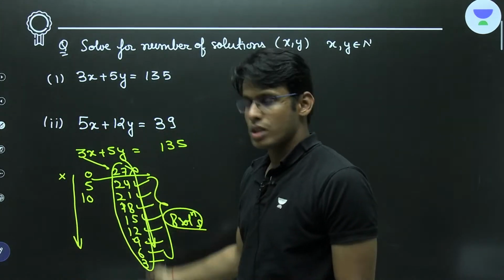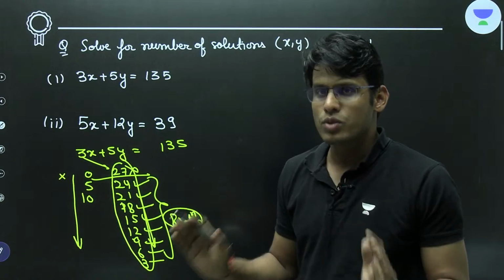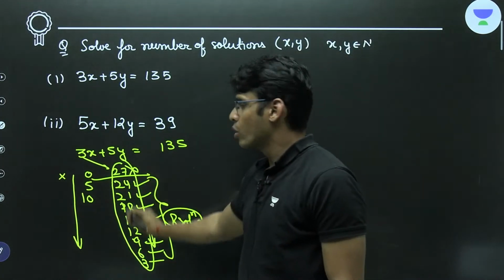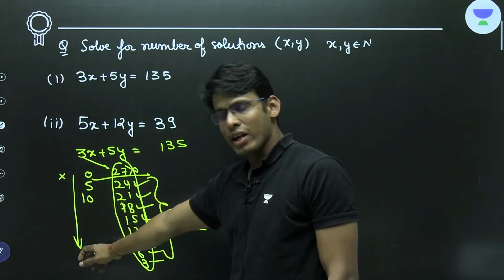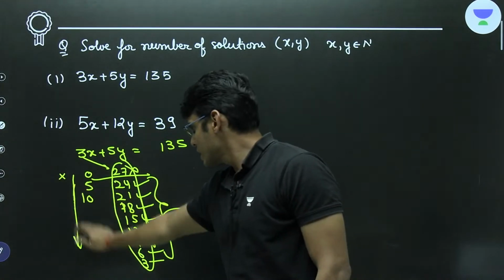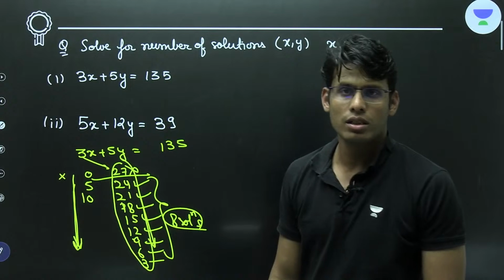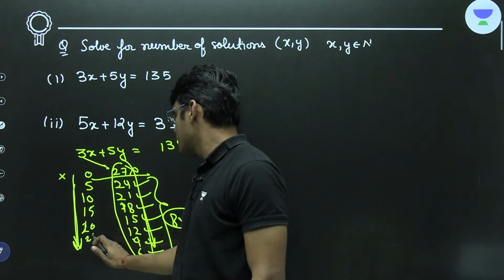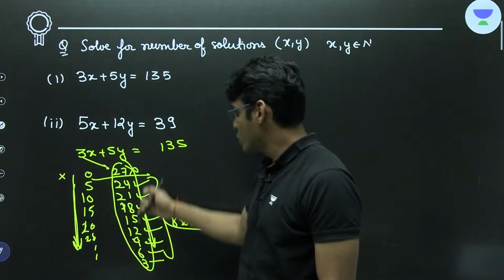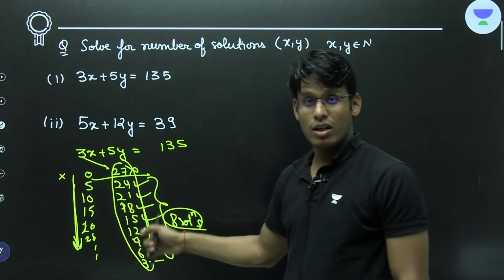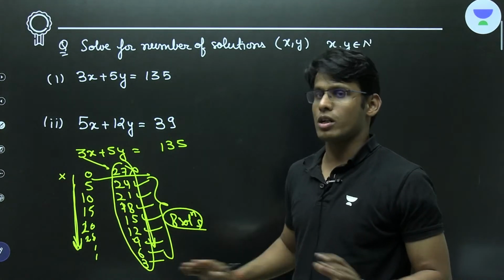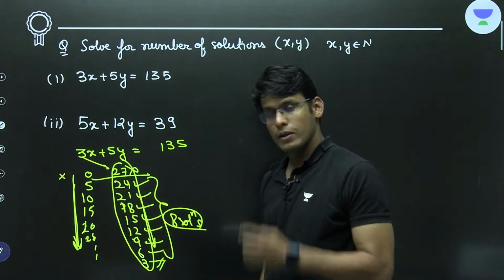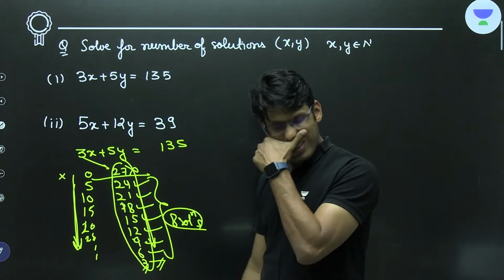See here, you are not asked what the solutions are. You are just asked the number of solutions. You can get the number of solutions only using y, because x is anyway not an issue. It is an increasing sequence of natural numbers. If you keep on adding, you'll keep on getting natural numbers. The issue is with y because it is decreasing. Once it goes below 0, it is not a natural number. So you have to keep it above 0. Till here, you are getting natural solutions. So you have 8 solutions.